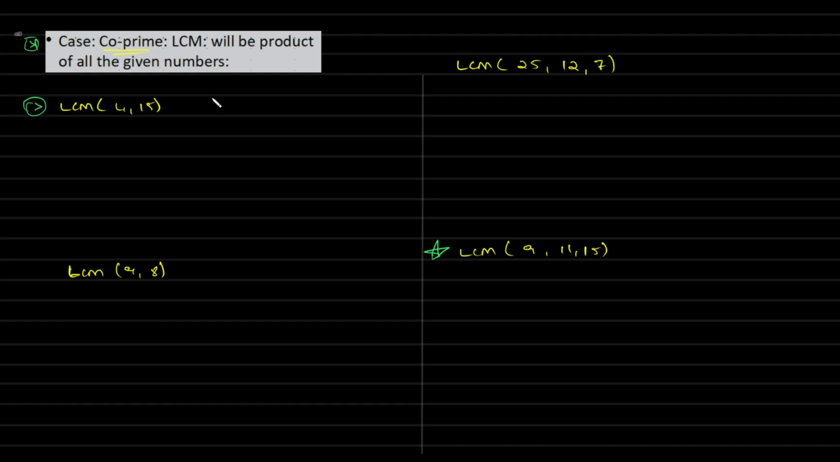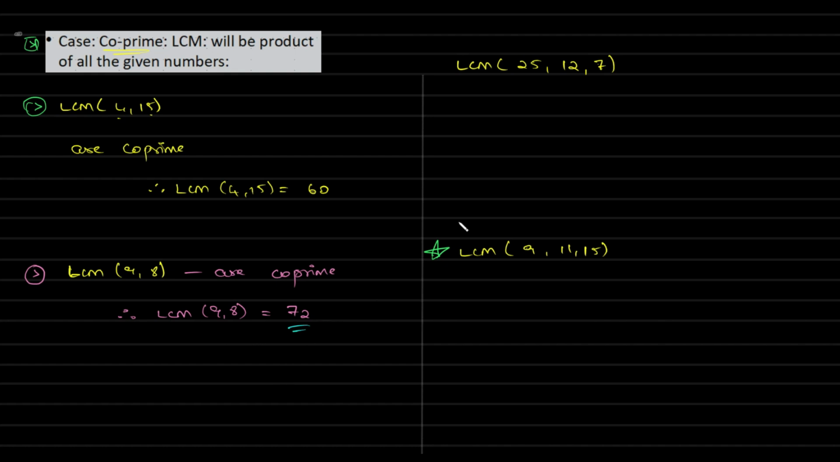So let us start off with a pair. 4 and 15 are co-prime. Right? Therefore, the LCM between 4 and 15 is the product, which is 60. That's it. Done. Okay. Next we have the LCM between 9 and 8. They two are co-prime. Therefore, the LCM between 9 and 8 is the product of 9 and 8, which is 72. Thus we have 72 as the answer.